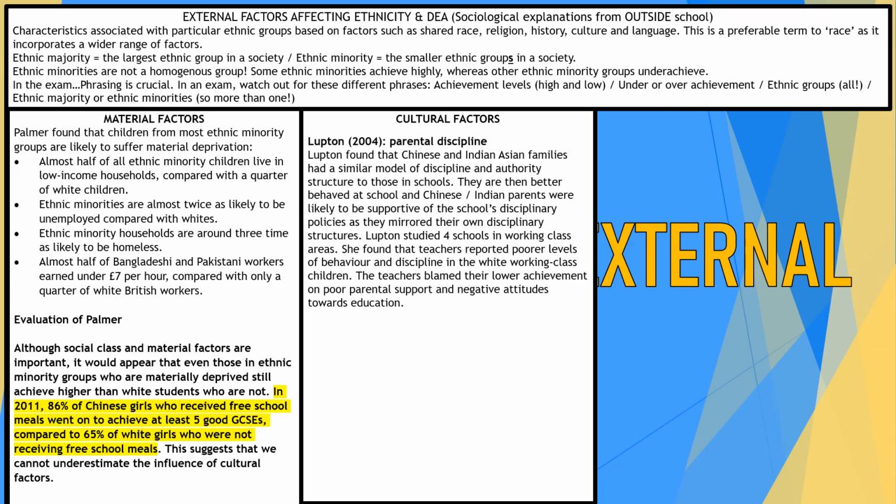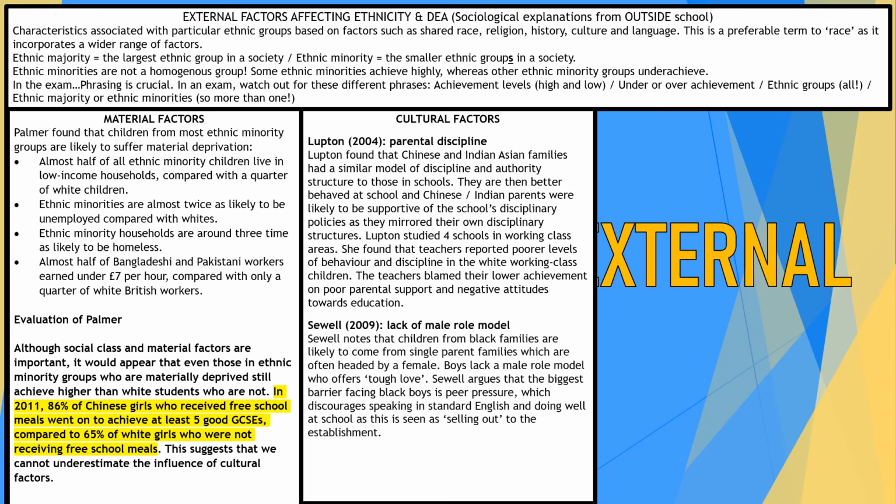Now, the cultural factors here, there's quite a few of them. Lupton has a lot to contribute here, and I've combined both elements of their study into one. So they looked at parental discipline. The key thing they found was that Chinese and Indian parents are more likely to use discipline structures similar to school. Because of this, the children behave better in school, they're more likely to be supportive of disciplinary processes, and they relate better to school. White working class children have the opposite effect. Poorer levels of parenting discipline cause negative interactions with school.